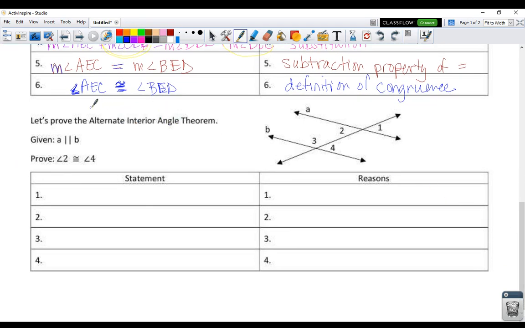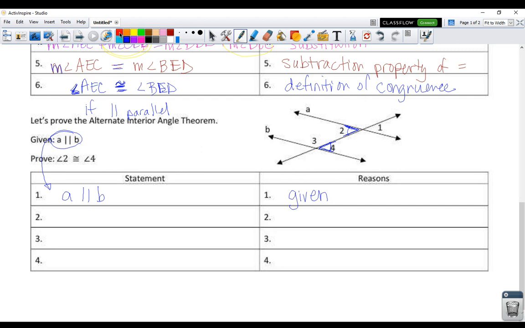It says if parallel lines are cut by a transversal, then the alternate interior angles are congruent. So look at angles 2 and 4. Angles 2 and 4 are definitely alternate interior angles. They are in that same position. We're going to show that these angles are congruent, that they have the exact same measure. So we start by knowing that the lines are parallel. We start with your given information. Your first step is always writing this down, and the reason is because it's given to you.